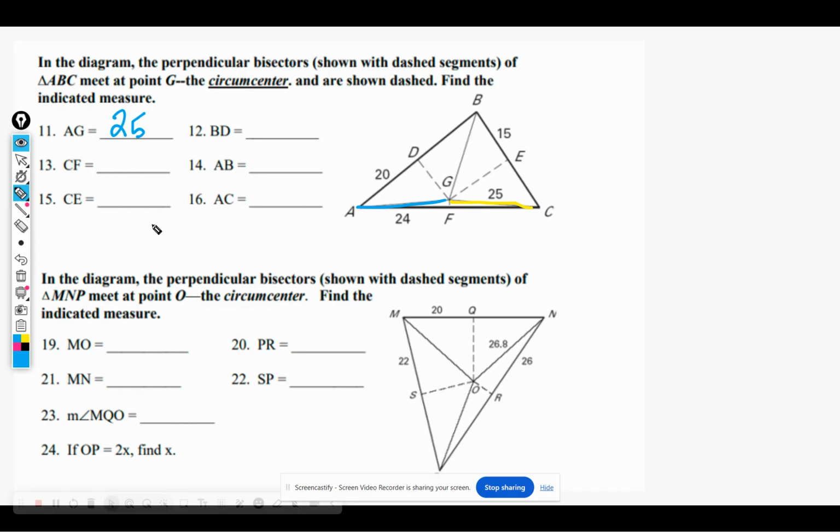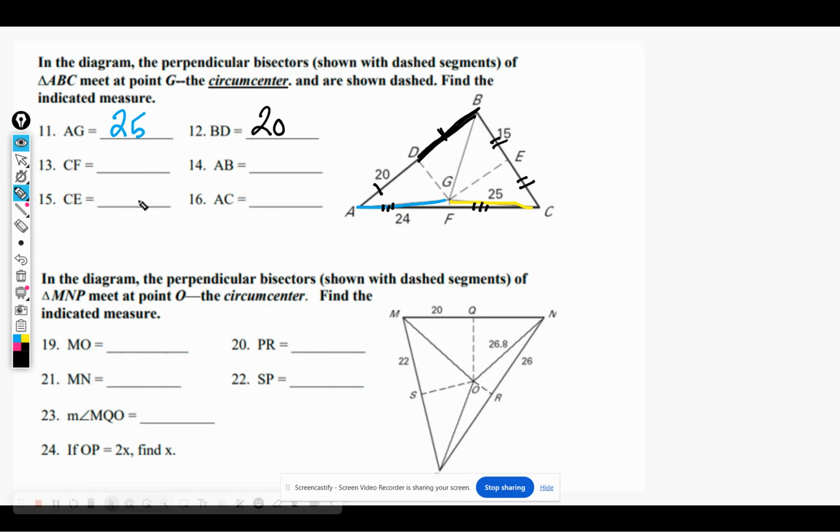Okay? Then we want to find BD. BD is this line here. Remember when we were talking about the pieces of the triangle before, we know that the segments are going to be congruent. So if the segments are congruent, we know that if AD is 20, then BD is also going to be 20.